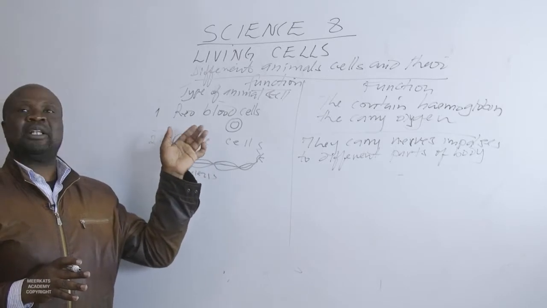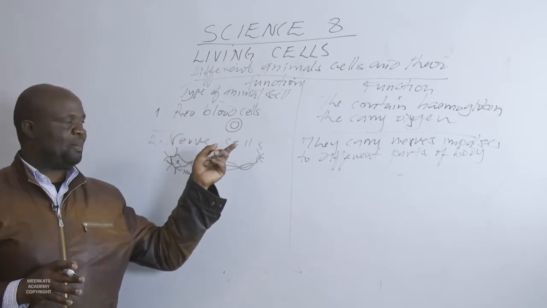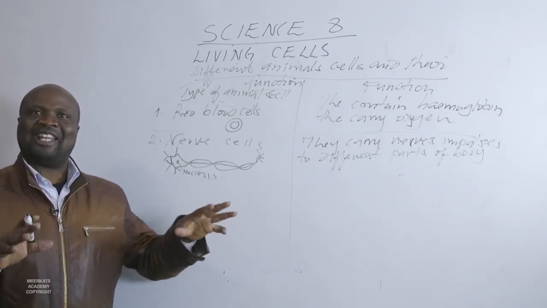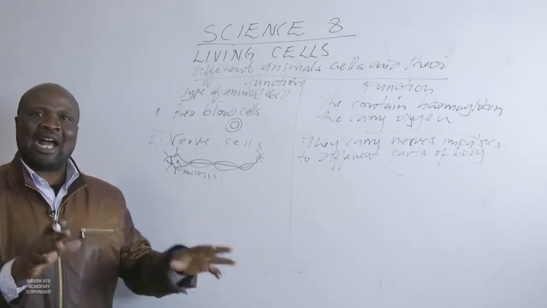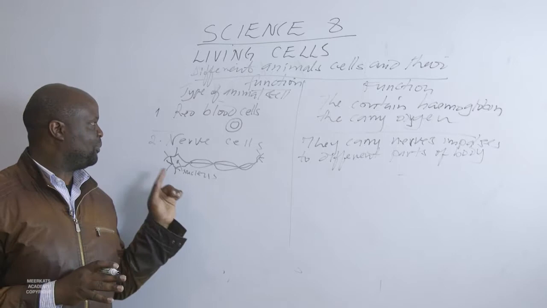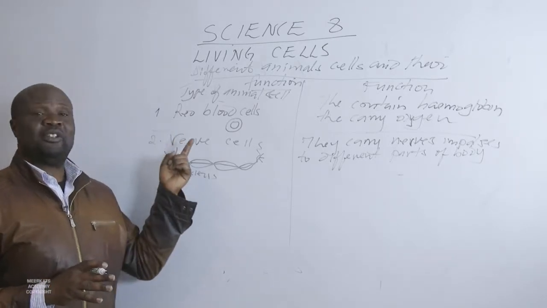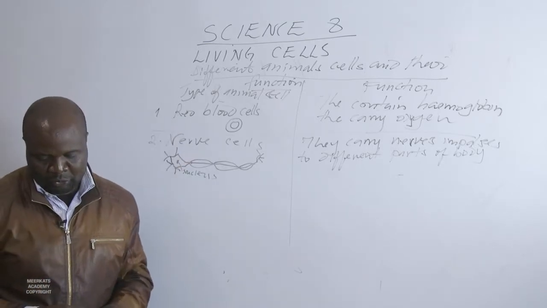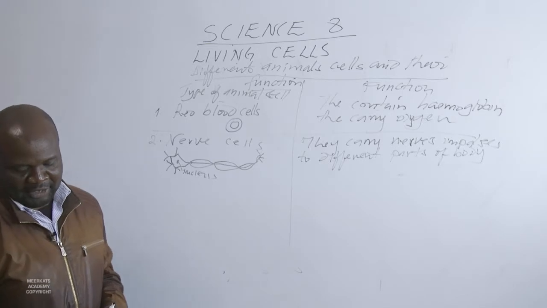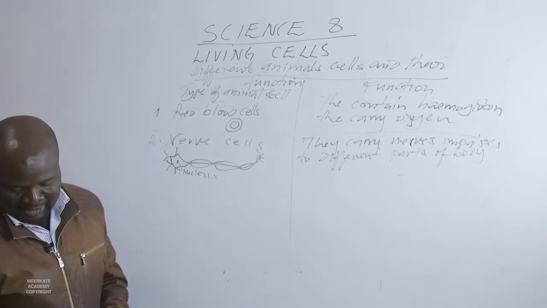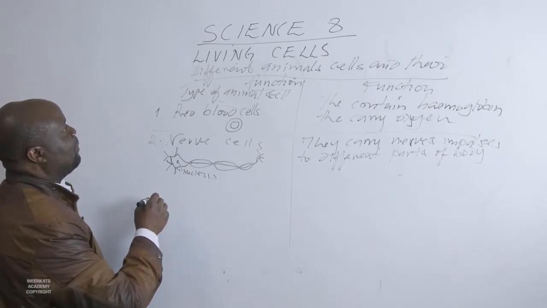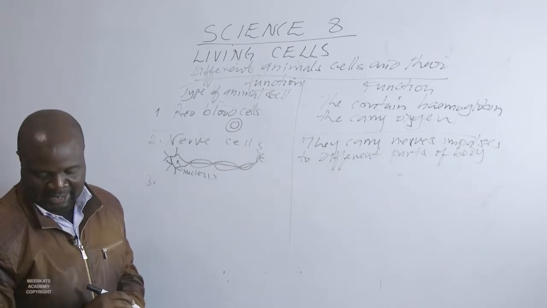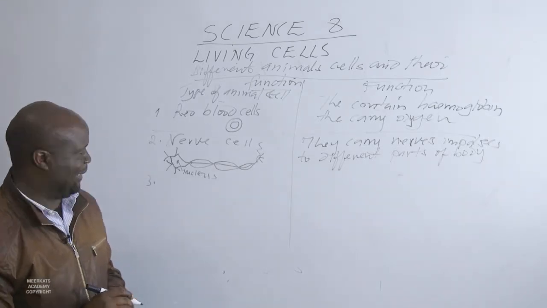Unlike a red blood cell that is well equipped to transport oxygen to different parts, a nerve cell is well equipped with threads to carry nerve impulses from one part of the body to another. It's very different from red blood cells. Those are the two cells that we have seen. We can have another example of an animal cell, a female reproductive cell.